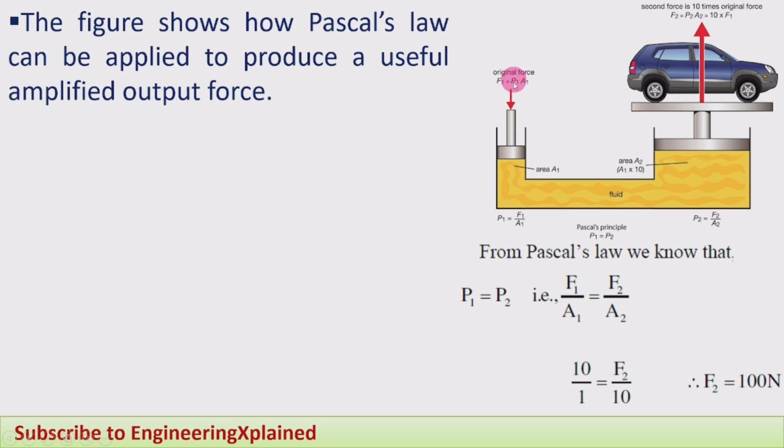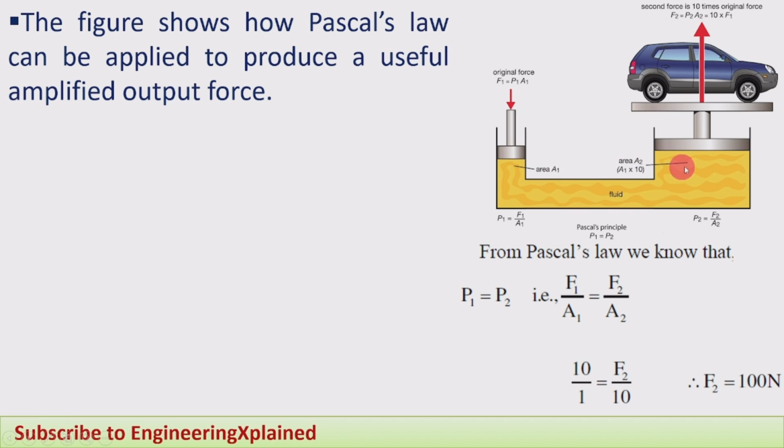Here we apply the input force, and the pressure, which is force per area, will be created and distributed throughout the fluid. Here the area will be more, therefore the force acting on that area will increase, and the pressure there will increase. The calculation we take by the equation: the force F1 is P1 into A1. The area is smaller here, therefore the force we get is smaller.